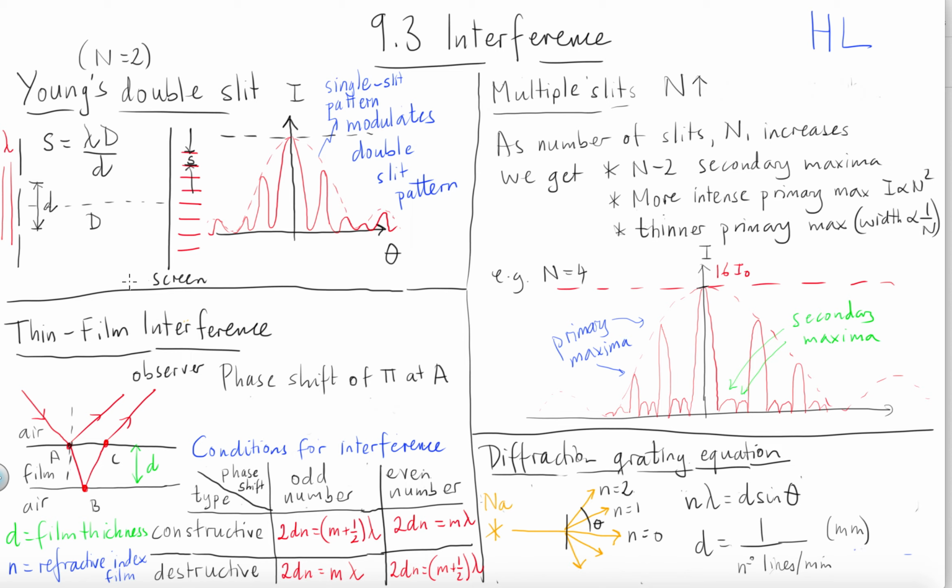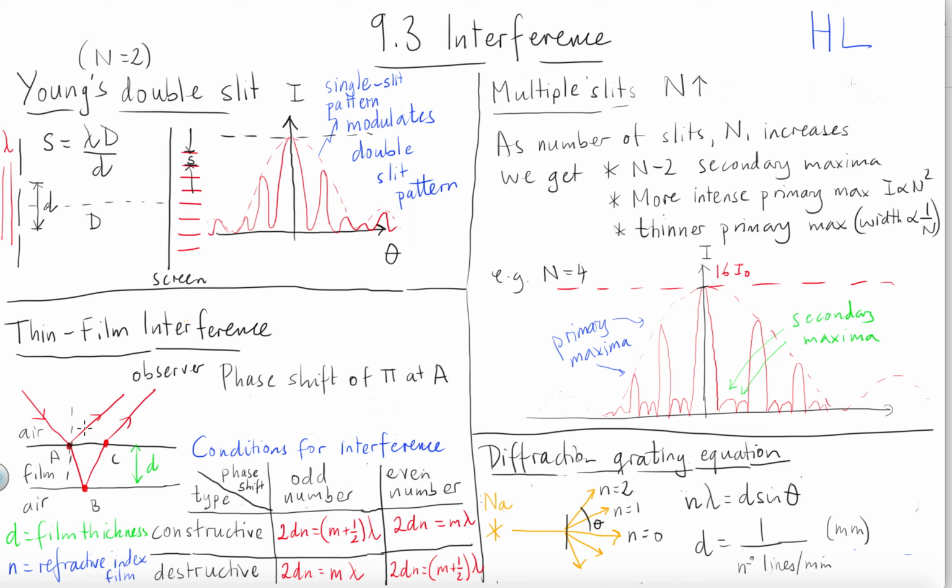And the last concept to talk about for 9.3 is thin film interference. That's when we have a single ray of, in this case, red light going from an air to film to air interface. What happens at the surface here is that there's a reflection at A, some of the ray is reflected, and there's a phase shift at the same time.